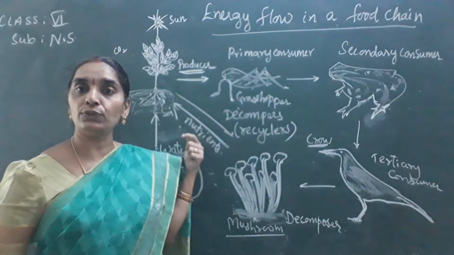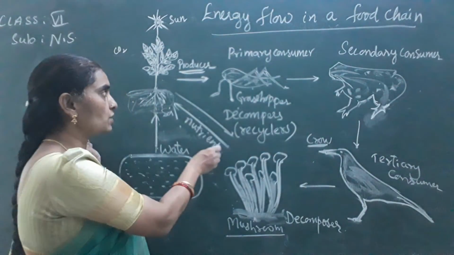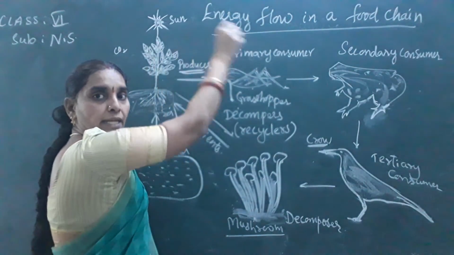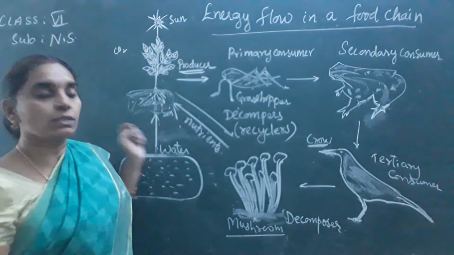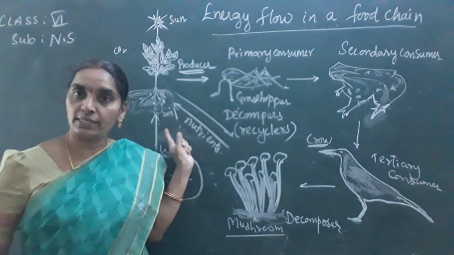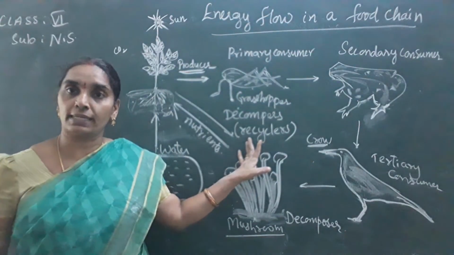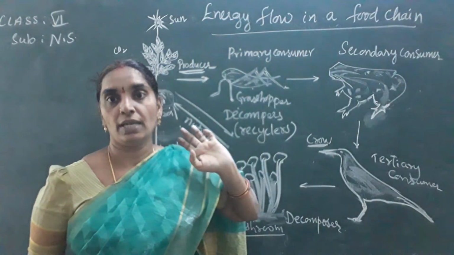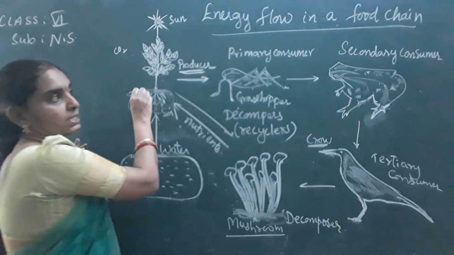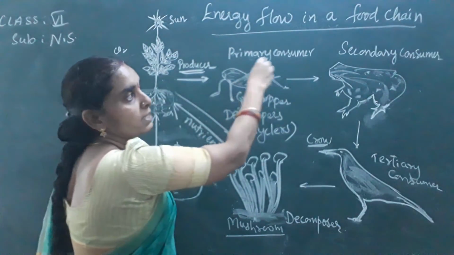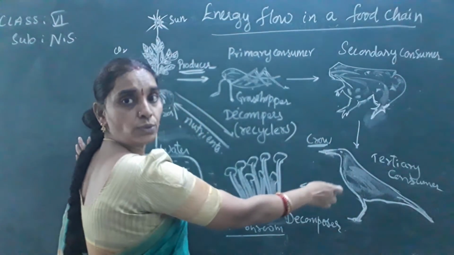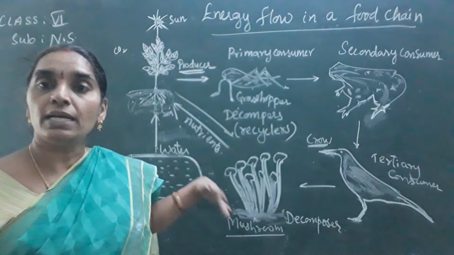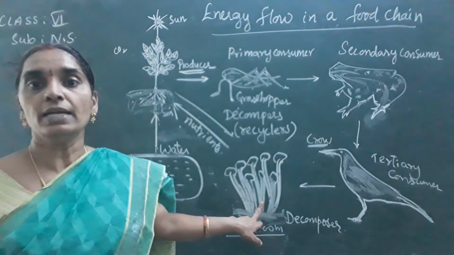They return the nutrients to the soil again. Nutrients are absorbed by the plants, and again it reaches the soil. From the soil it is absorbed by the plant, and again it reaches the soil in this manner. So decomposers return the nutrients to the soil. So they are called recyclers. Is it clear, children? So this is about the energy flow in a food chain. Energy flow is from producers to primary consumers to secondary consumers to tertiary consumers, and finally the nutrients are again recycled to the soil with the help of the decomposers.